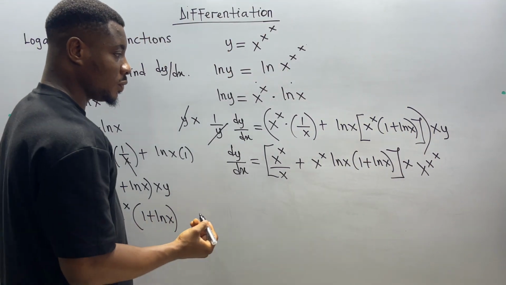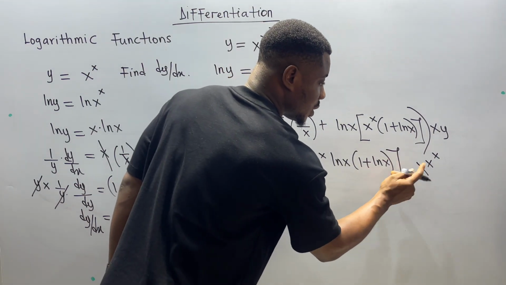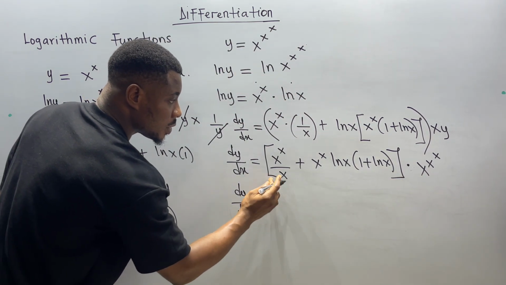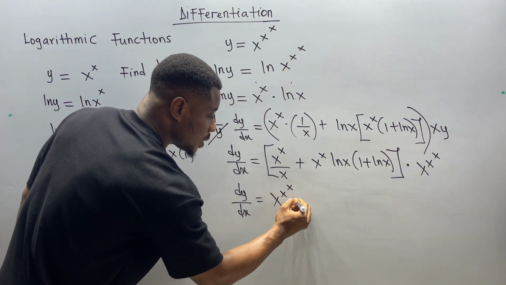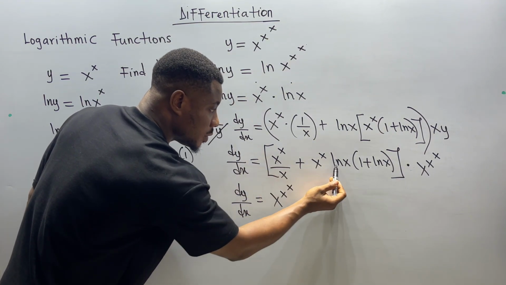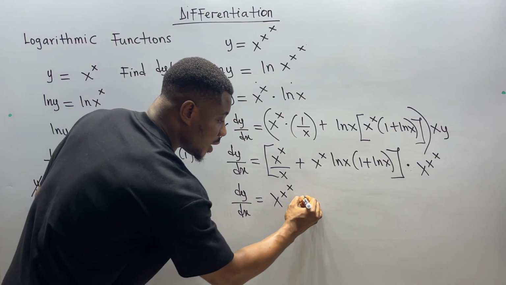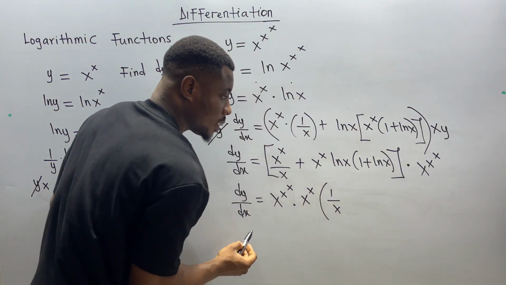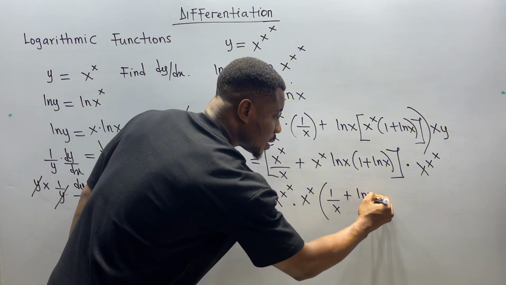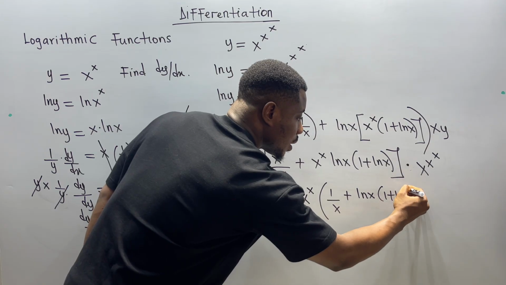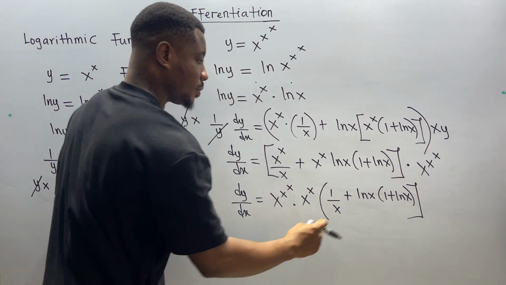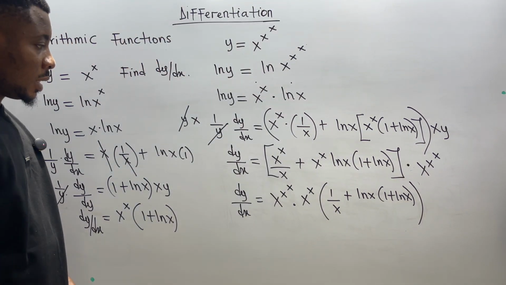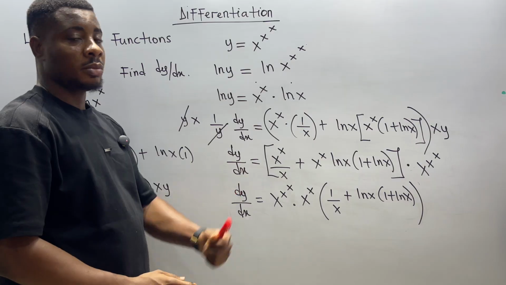At this point, we can now do a little factorization here. Remember, this is multiplication. So dy over dx therefore becomes x to the power of x to the power of x multiplied by, x to the power of x is common on both sides here, so I can bring it out. Now we open brackets: 1 over x plus ln x into 1 plus ln x. We close it. So this is the answer to the derivative here.